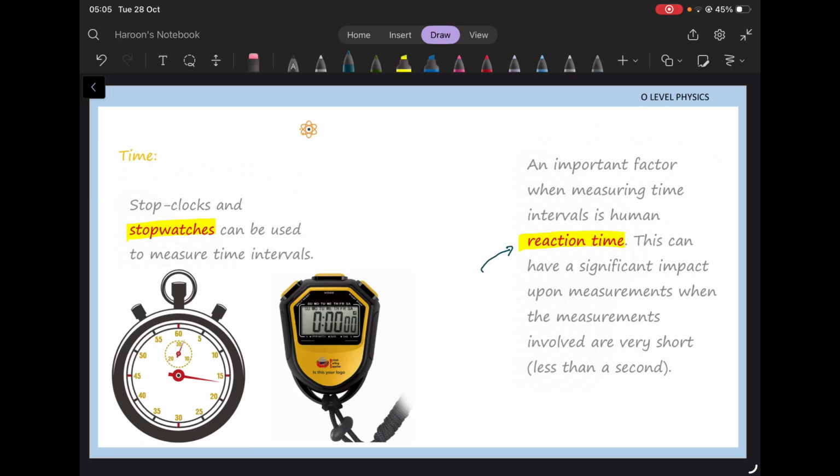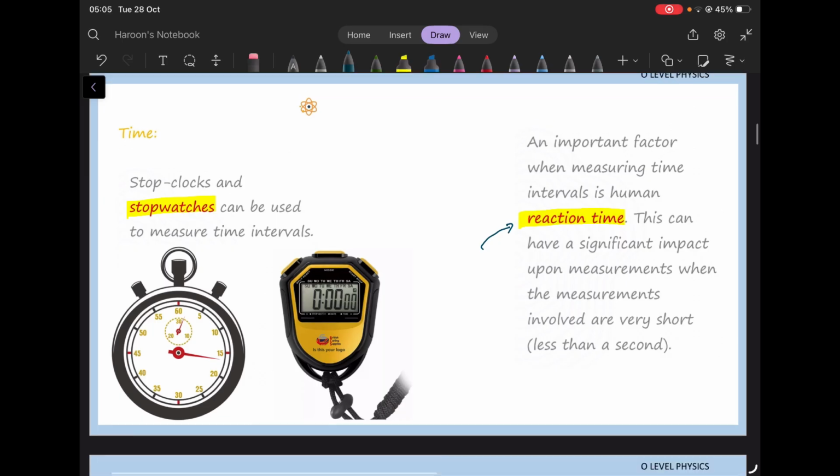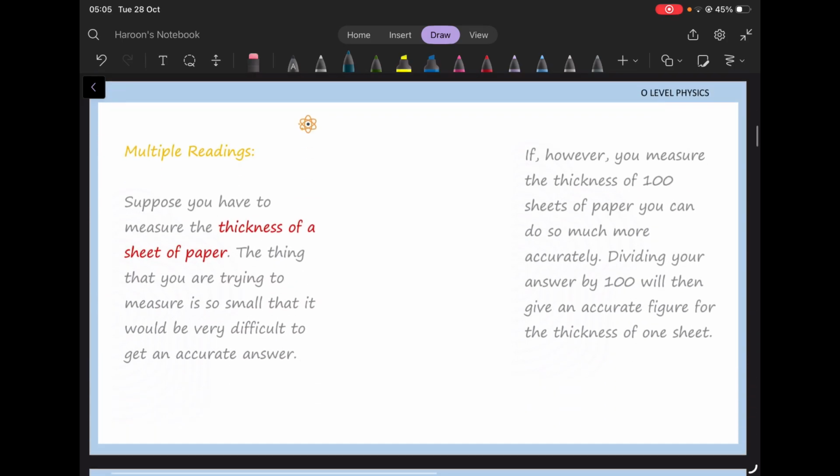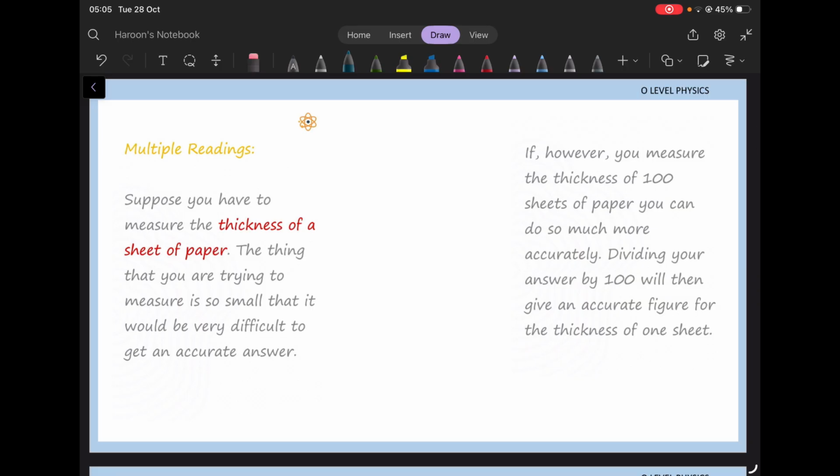So we need to limit the reaction time whenever we are taking readings of a time or any other calculations. For that, we use a concept known as multiple readings. For example, someone asks you to find the thickness of a sheet of paper. Now, the thickness of a sheet of paper is extremely small. You might use a micrometer, but that won't give you an accurate answer, because this length is extremely small. So, what is the best strategy? Just take multiple papers, as the name suggests, multiple readings.